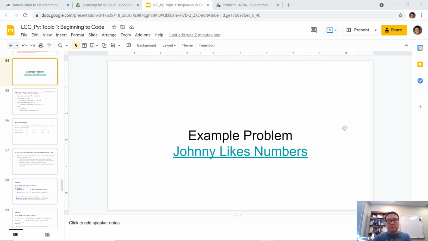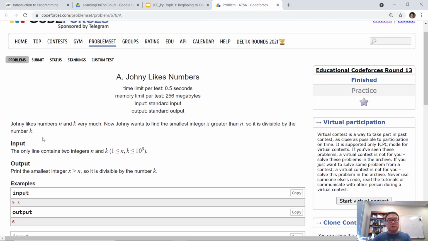Now let's look at the fourth example problem in topic 1. So this is Johnny Likes Numbers. The problem description is very succinct. We are given two input integers n and k, and we want to output the smallest integer x so that x is greater than n and it's also divisible by the number k.